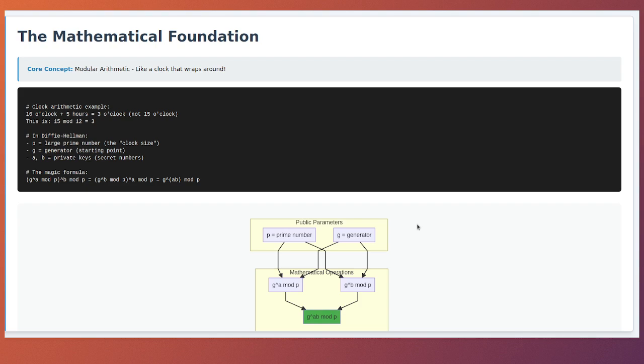When it is 10 o'clock and you add 3 hours, you get 1 o'clock, not 13 o'clock. That is because clocks work in modulo 12. After 12, we wrap back around to 1.